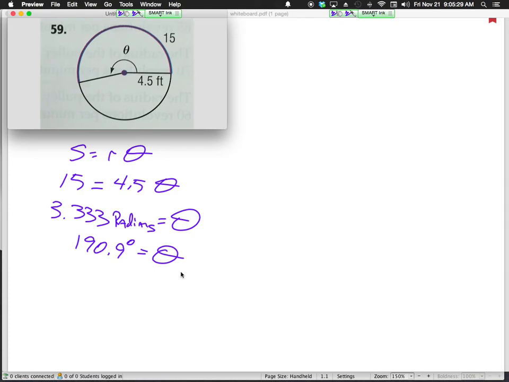Why? Because it's past 180. Yes, it's past 180, so it needs to be bigger than 180. My angle is bigger than 180, so we like it. All right, one more example. Turn the page to 240. We're going to look at 63.